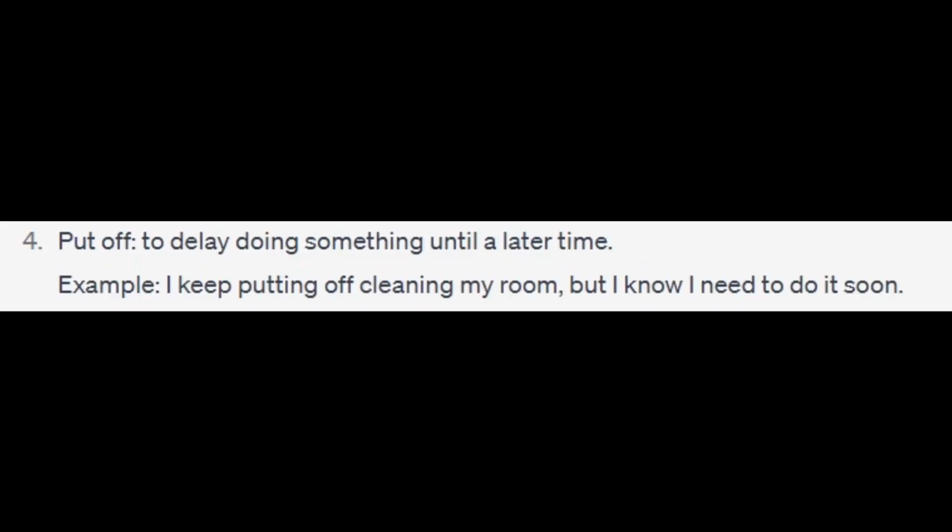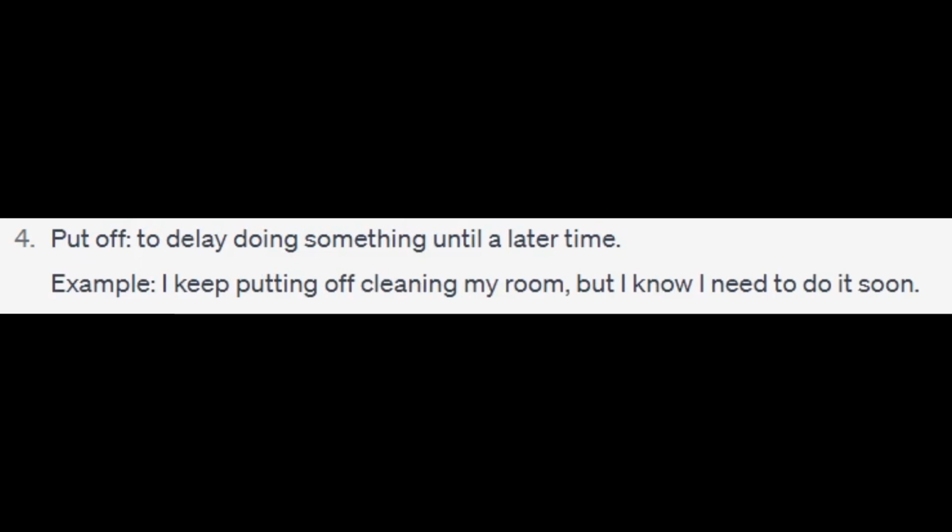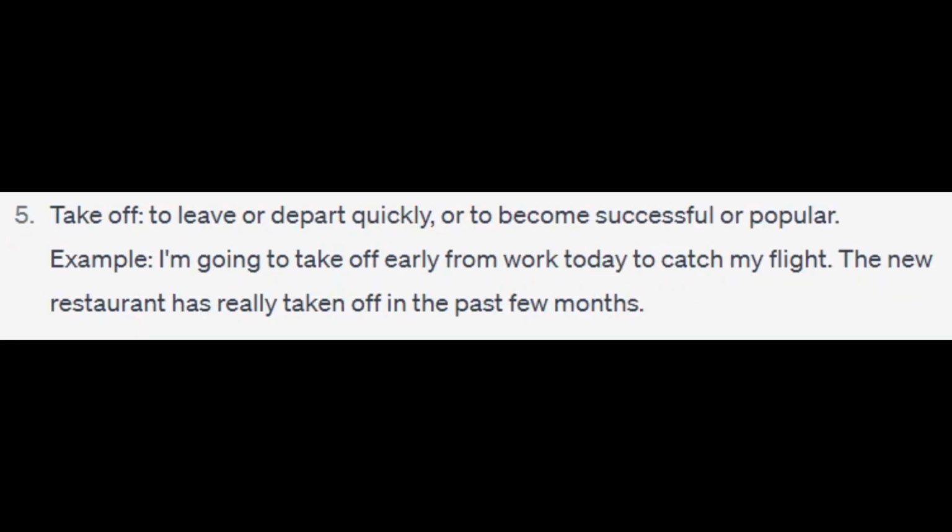Put off, to delay something until a later time. I keep putting off cleaning my room, but I know I need to do it soon. Take off, to leave or depart quickly, or to become successful or popular. I'm going to take off early from work today to catch my flight. The new restaurant has really taken off in the past few months.